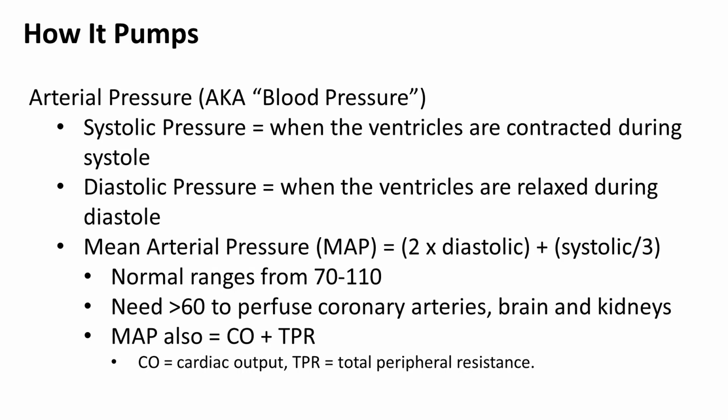So two separate values combined together give you your MAP. These normal values should range from 70 to 110. If they're less than 60, it means that they're not going to be able to perfuse very important parts of the body, including the coronary arteries, the brain, and the kidneys. So 60 is that magic number to be able to perfuse your body, but that said, 70 is where you hit normal. Mean arterial pressure can also be calculated by combining the cardiac output and the total peripheral resistance.